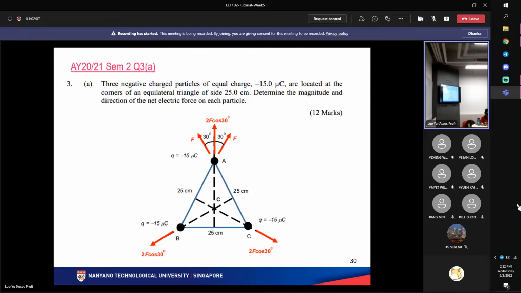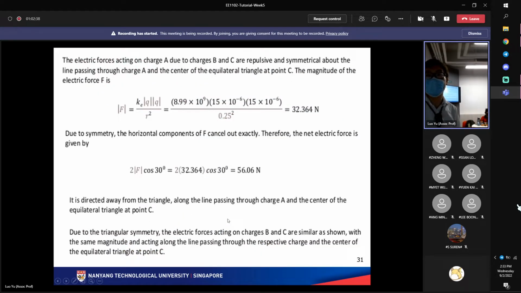So clearly, for particle A, the net force should be 2F times cosine 30 degrees, exactly along the y direction. For B and C, the total force remains unchanged, still 2F times cosine 30 degrees. But now it is not just along the x or y coordinate. It is along a direction that forms an angle of 30 degrees with respect to the horizontal, due to the symmetry. So this is what you should comment.